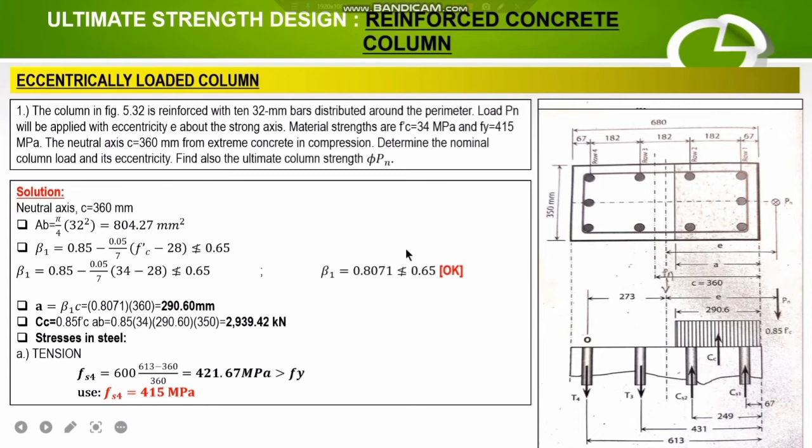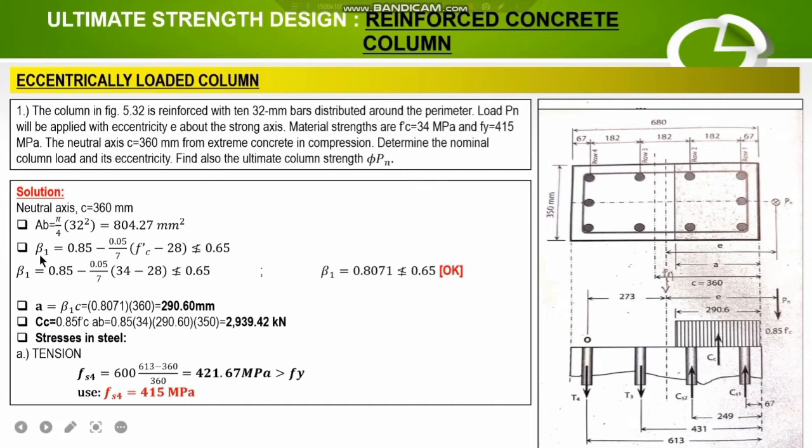Okay, so for solving the problem, first we will identify the material properties or the given properties. Our size of the longitudinal reinforcement is 32 mm, so we can solve for the area of that particular bar. So Ab is equal to pi over 4 times 32 squared, which is equal to 804.27 mm squared.